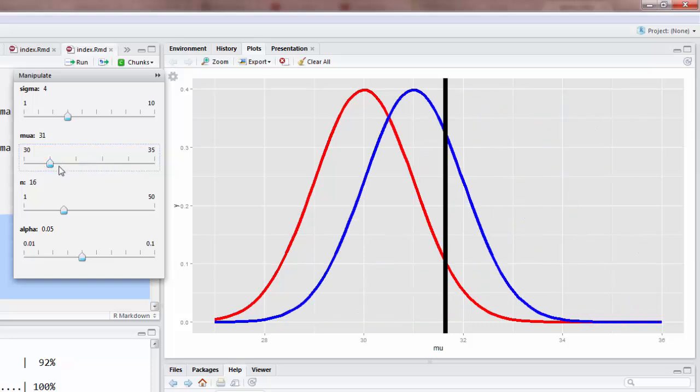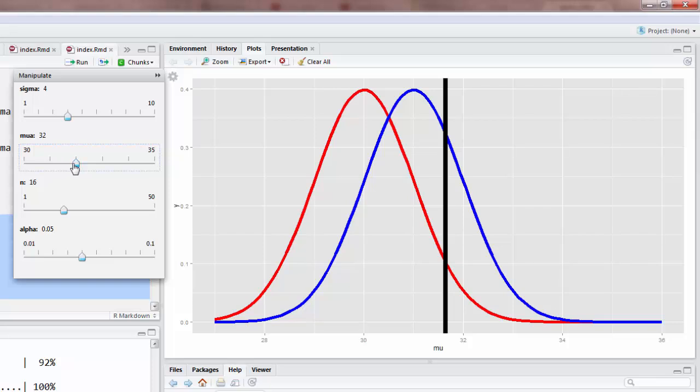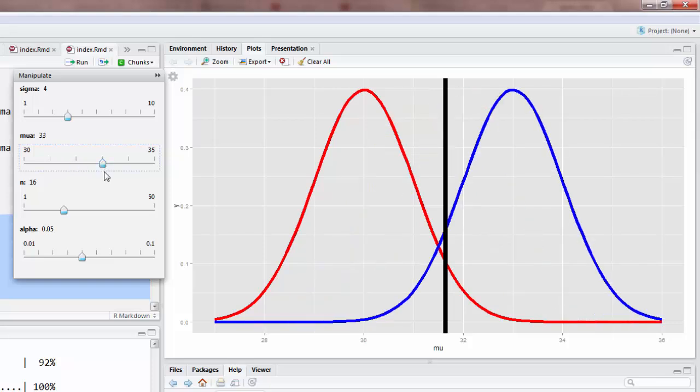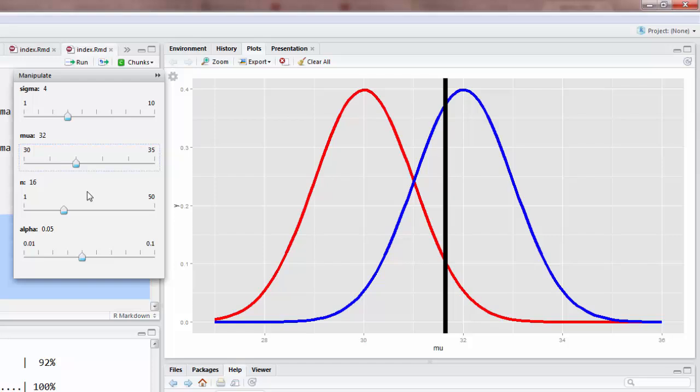And then as it moves towards 30, you can see the power is getting lower, and the lowest the power can be is if it lies right on top of the null distribution, and then the power will be exactly 0.05. Then it'll get a little bit bigger as it moves further and further away until if we're at 35, we have almost 100% power. Okay, let's set this back to 32, the value that we were using for the problem.